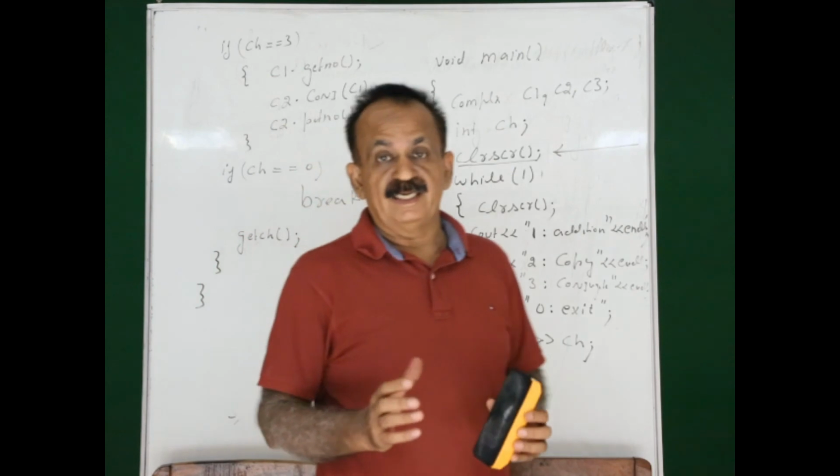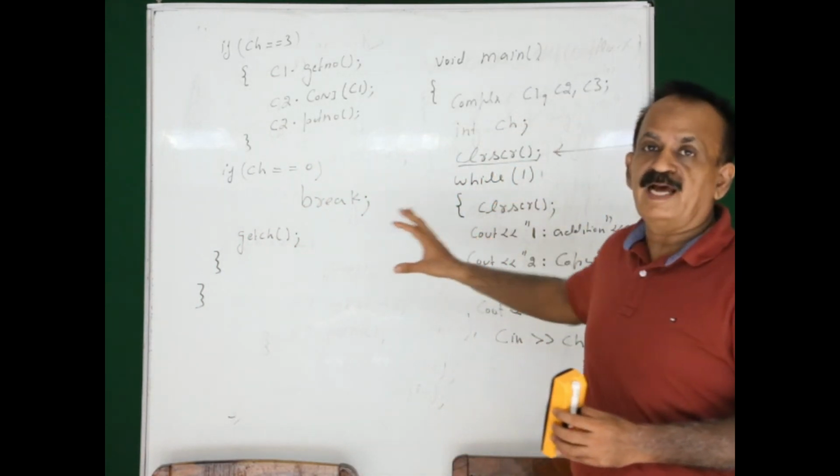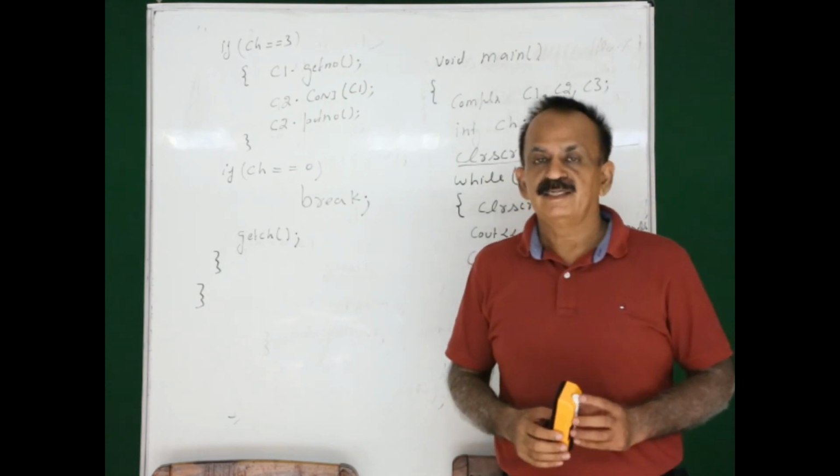Now, this basically is abstraction of data. That is why this class is known as an abstract data type.